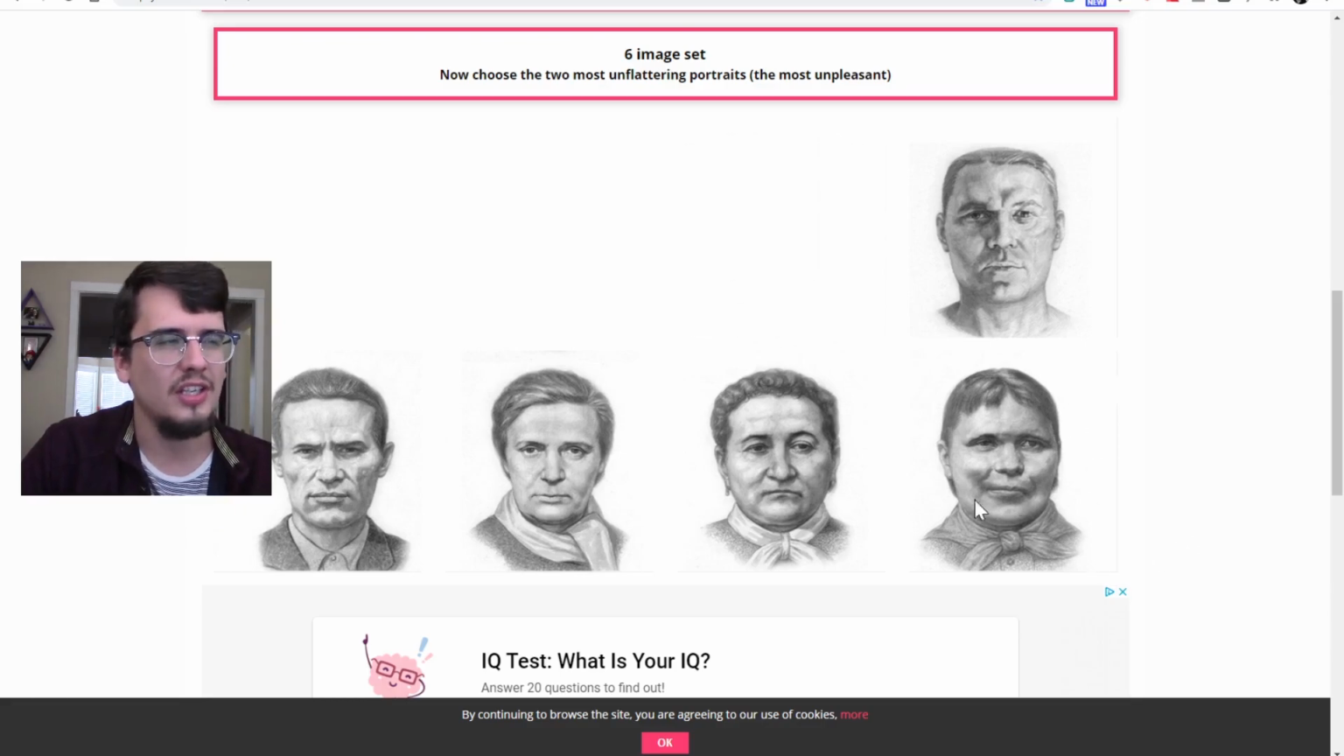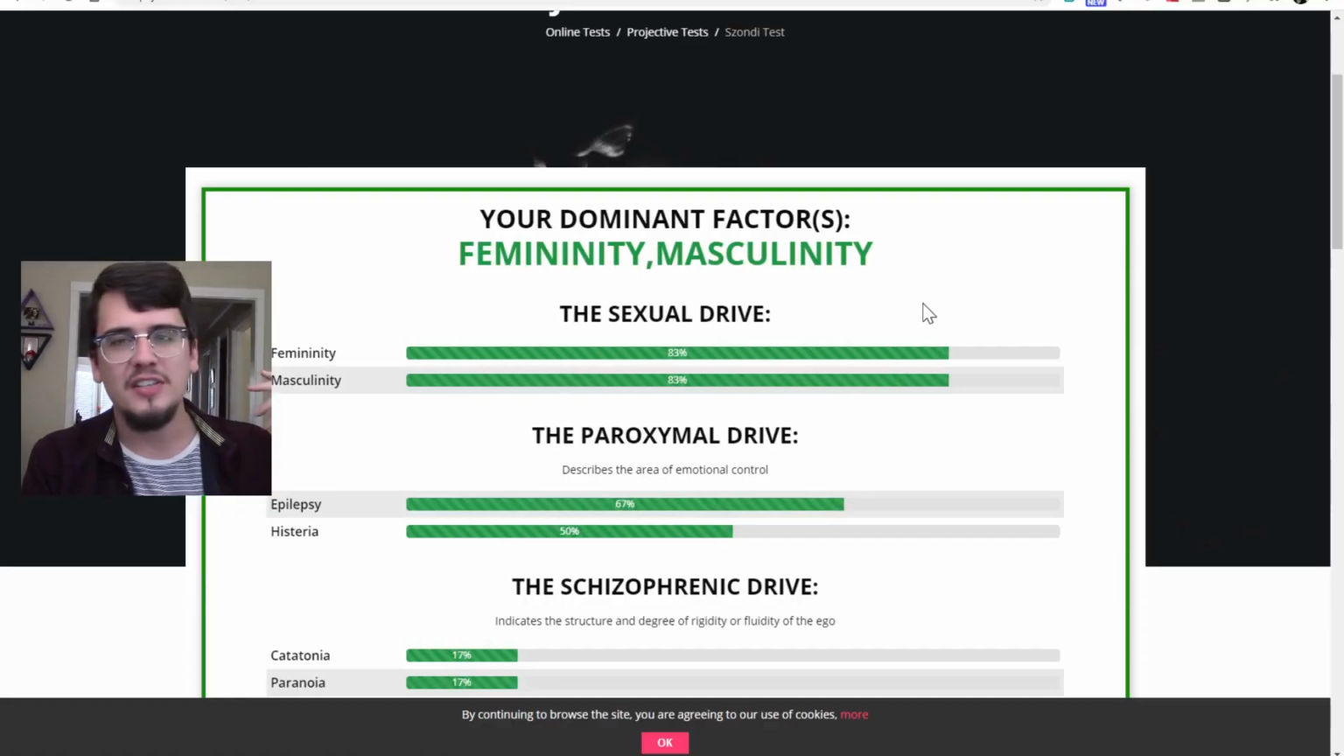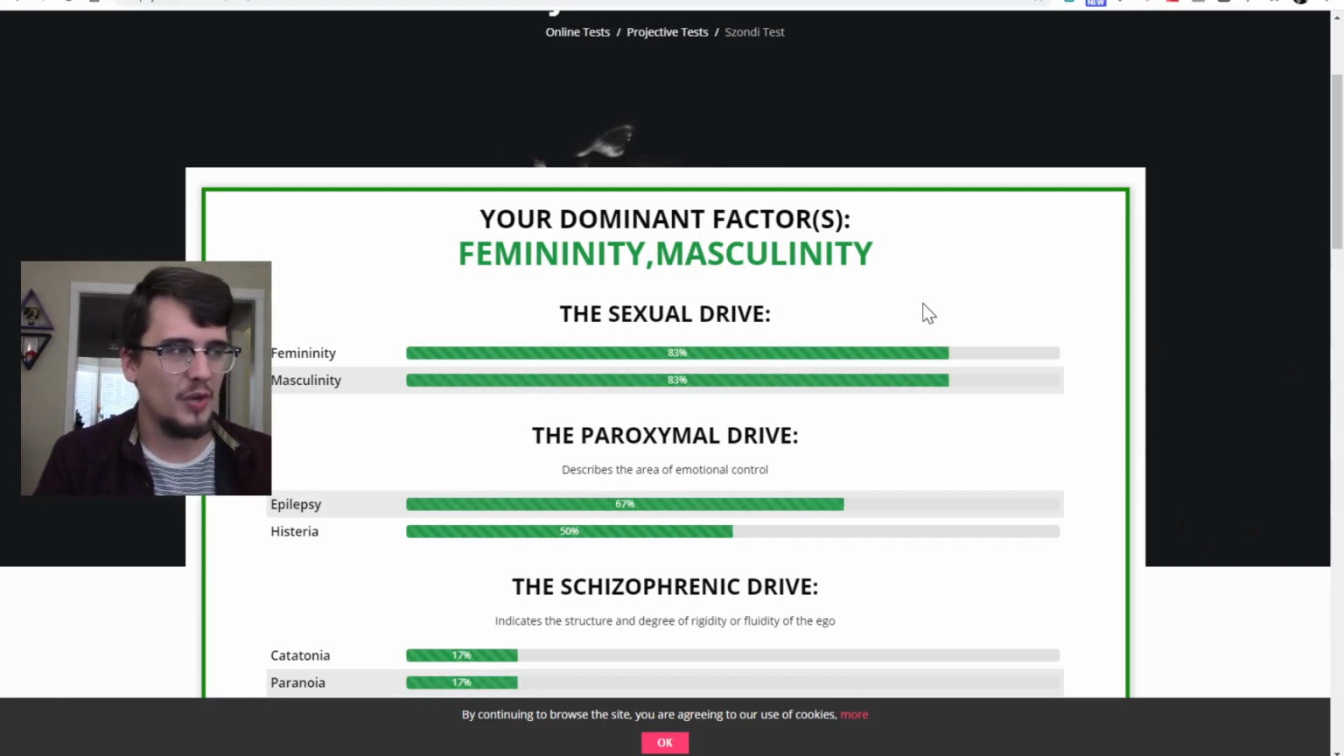trusting this person either. Alright, so we finally made it to the results. Let's see what this test has to say about me, and then I'm going to quickly just hop on Zoom and talk to my therapist to make sure there's not any follow-up required, you know what I mean? So my dominant factor here is femininity / masculinity. These are both falling under the sexual drive, and apparently I scored an 83% in both of these categories. No clue what it means, but that's what happened.